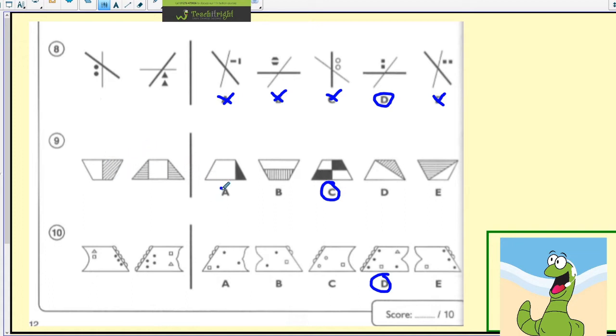So if we go through, A doesn't have half of it shaded. B does not have half of it shaded because this bottom trapezium is smaller than the top trapezium. D won't have half, and nor will E. Meaning C is the only one where half is shaded. For number 10, each figure on the left consists of a shape with the number of scallops matching the number of small shapes inside. Therefore, the answer is D.